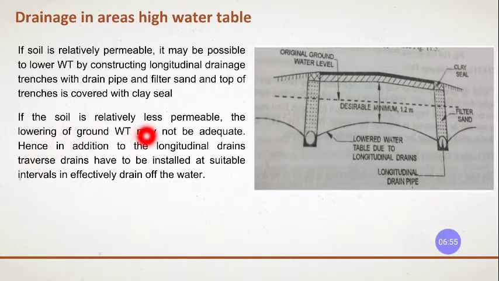If the soil is relatively less permeable, the lowering of the water table may not be adequate. Hence, in addition to the longitudinal drains, transverse drains are also installed at suitable intervals for effective runoff of the water. So when the soil is impermeable, you provide transverse drains at equal intervals, so that you avoid the water coming over the subgrade.